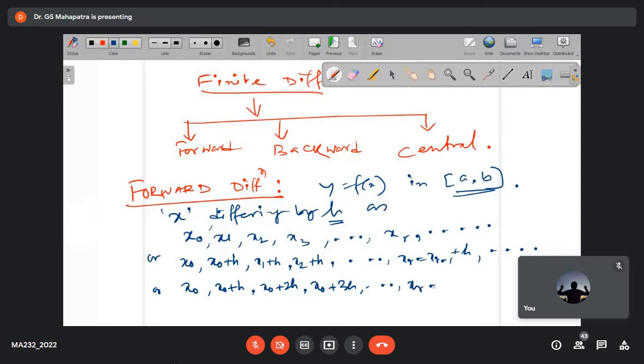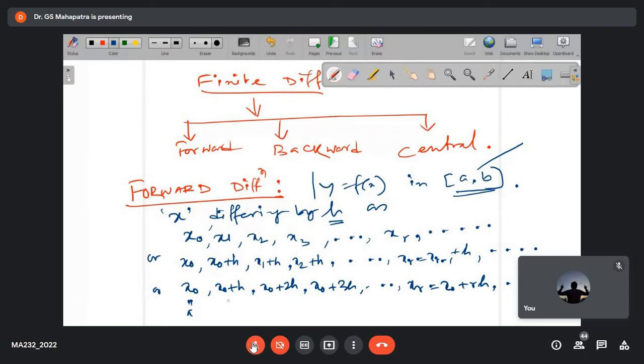What will be the xr? Now x0, rh. This is the answer. So for the interval, we have to find the differences. The interval a comma b is divided in this format, so this x0 equals a.